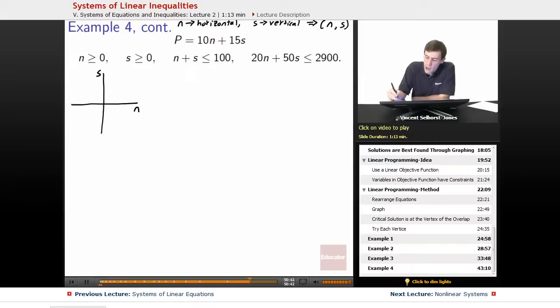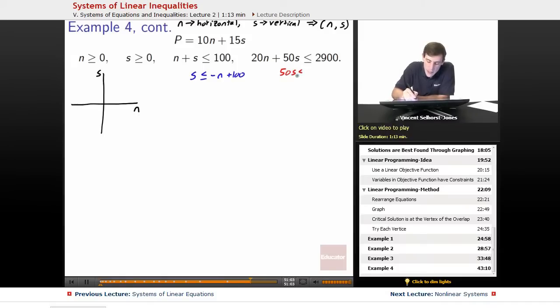Okay, so at this point, since S is the vertical, we normally solve for Y, the vertical, in terms of other stuff. So we want to solve for S, the vertical, in terms of other stuff, because that's what we're used to. So N plus S is less than or equal to 100 means that S has to be less than or equal to negative N plus 100. 20N plus 50S is less than or equal to 2,900.